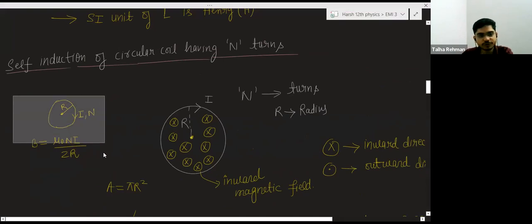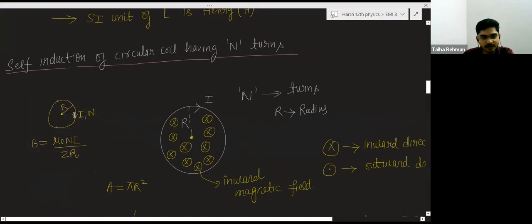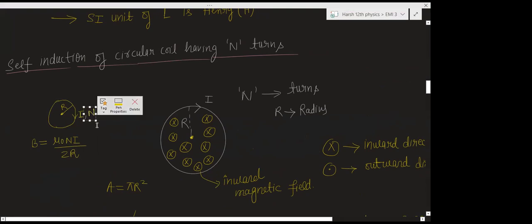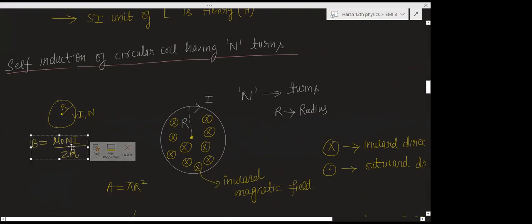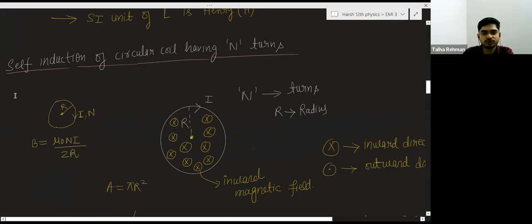First, you should know: if a circular coil carrying a current I, having a number of turns n, and radius r, then the magnetic field is given by mu naught n I by 2r. So keep this in mind first. This will be used.